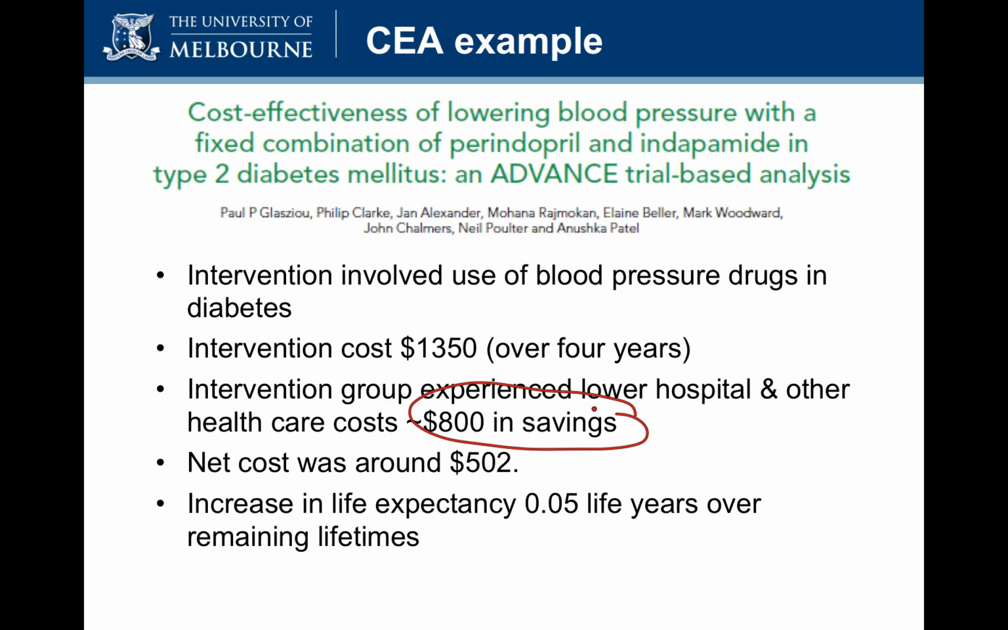So although the drugs cost $1,350, the people who were given the drugs on average cost around $800 less over that 4-year period. So the net cost or net incremental cost was around about $500. And the trial showed a significant difference in mortality, and extrapolating that to life expectancy, there was a significant increase in life years gained for the intervention group given the blood pressure drugs.